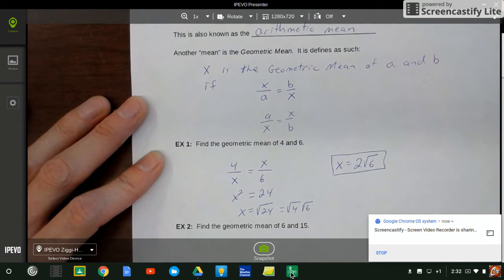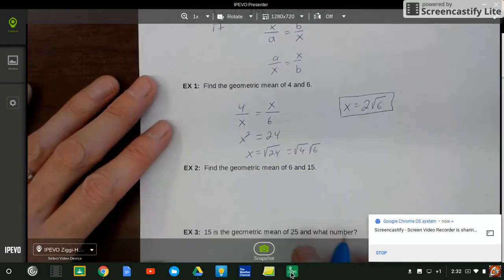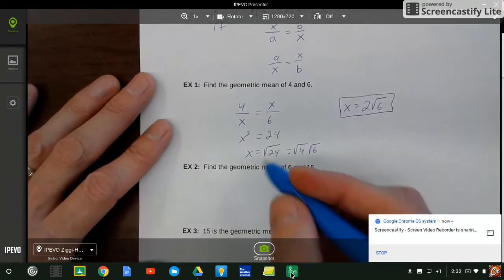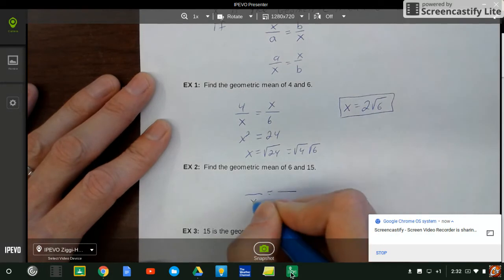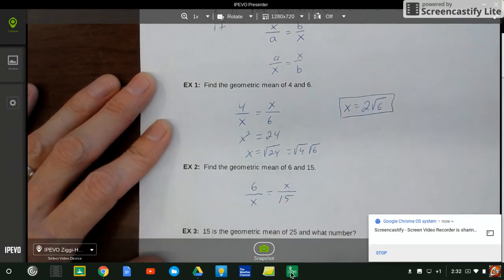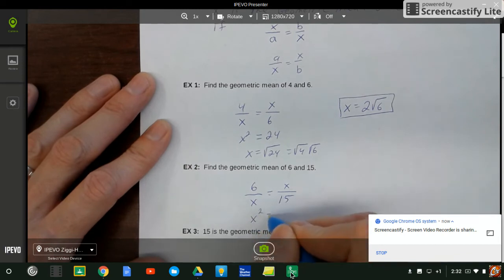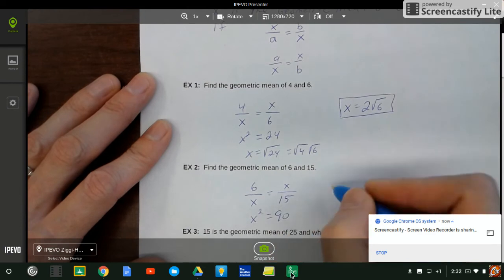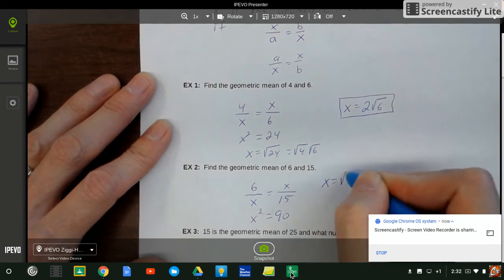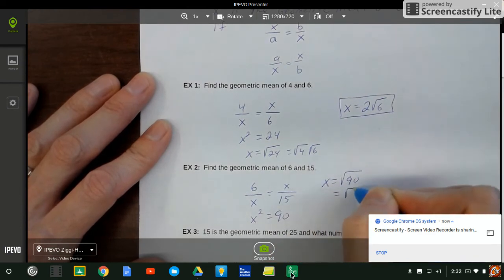Okay, we can do that again. Find the geometric mean of 6 and 15. So when I cross multiply, x squared equals 6 times 15, which is 90. So x will be the square root of 90, which is square root of 9 and square root of 10. So x is 3 radical 10.